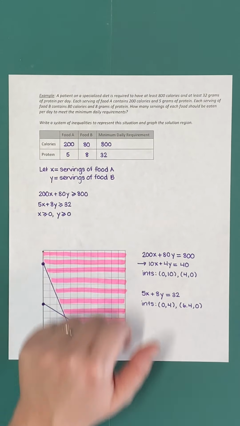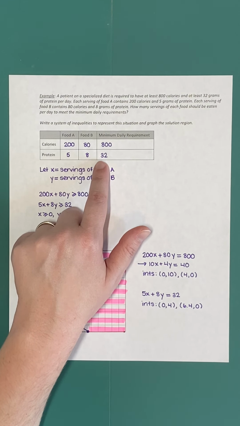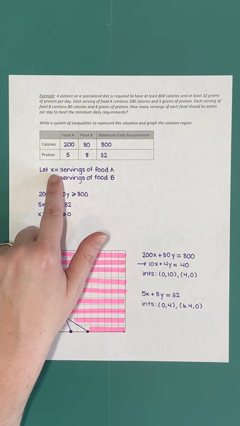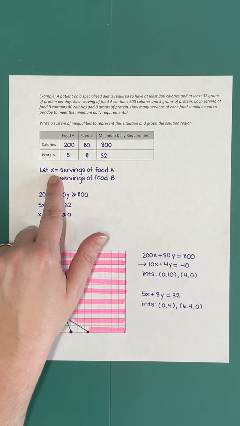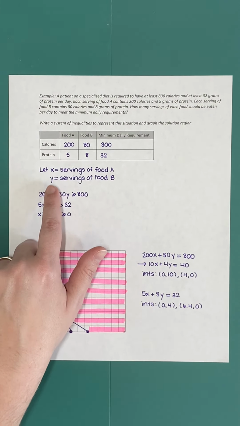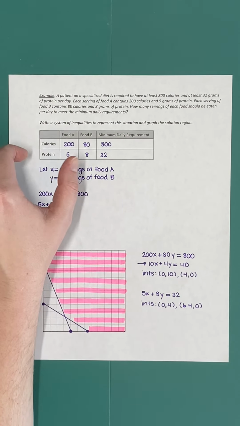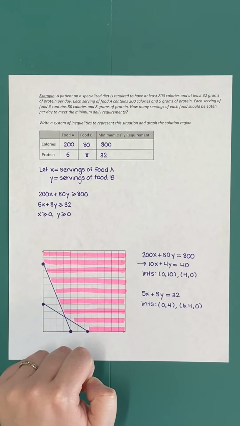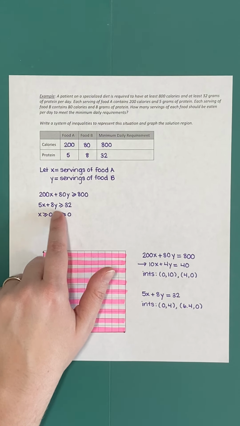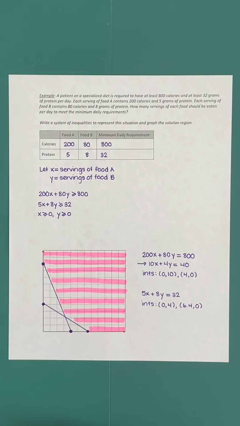So we have different protein contents for each of these types of foods. We know we need to meet that minimum daily requirement of 32 grams. So 5 grams of protein in food A multiplied by how many servings of food A we have, that's that portion of the total of 32. 8 grams in food B times the number of servings of food B, that's going to be that portion of the total. If we combine those together, add them together, we know that we need to meet and possibly exceed the daily requirement. So if we add those 2 together, it has to be greater than or equal to 32.